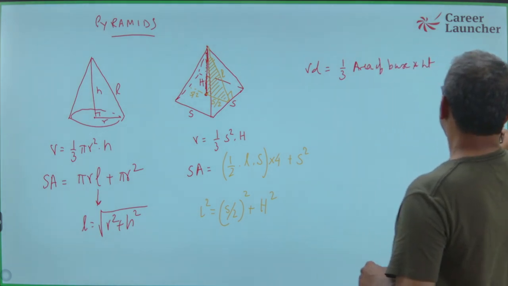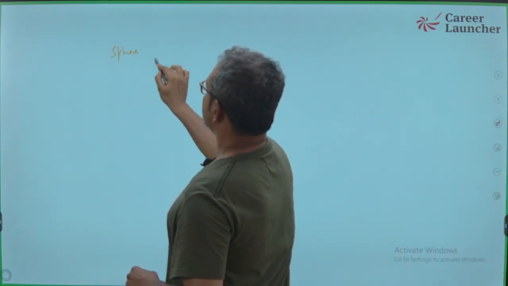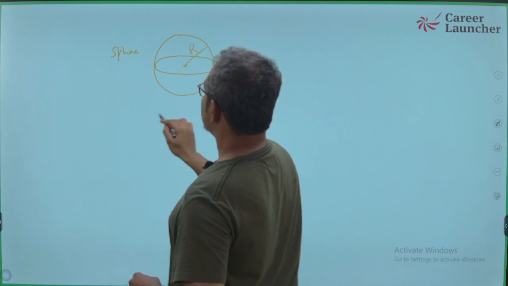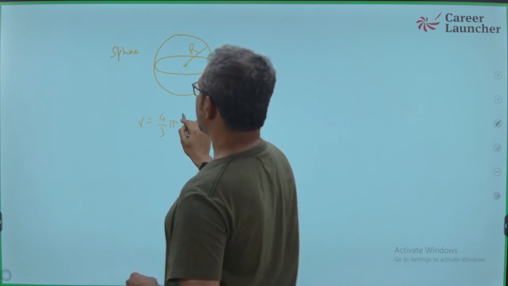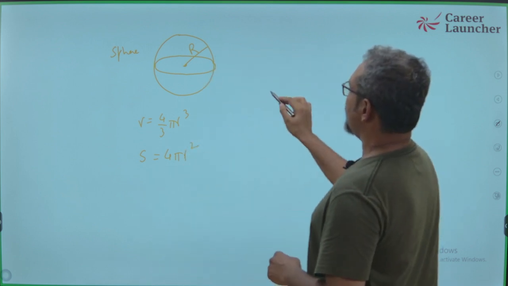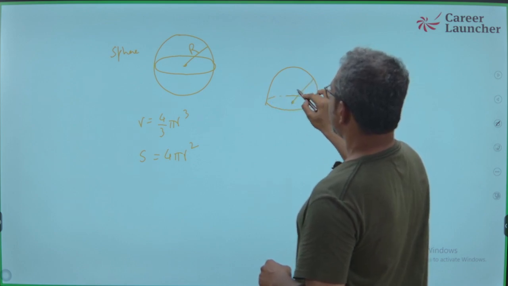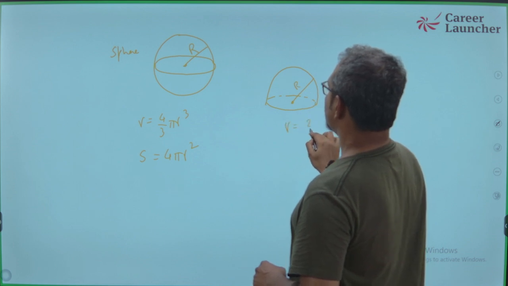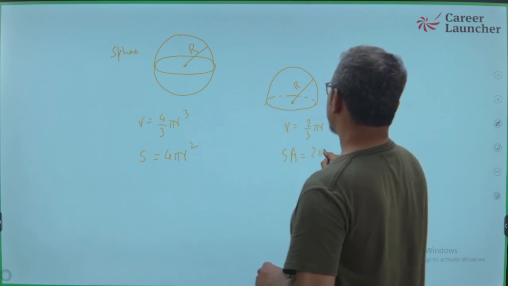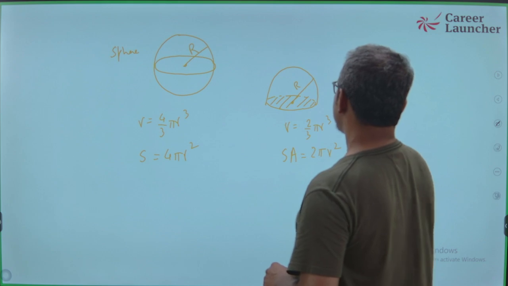Next we have sphere. So sphere, ball, let's call that radius r. So the volume is 4 by 3 pi r cube. Surface area is 4 pi r squared. And if you cut it in half, then you have a hemisphere. So the volume will obviously be 2/3 pi r cube. Surface area would be half of that, but an extra base will come in. So we'll add pi r square to that. So we'll get 3 pi r square.